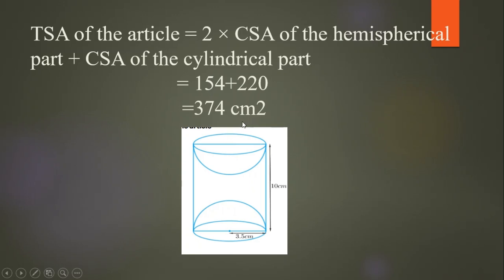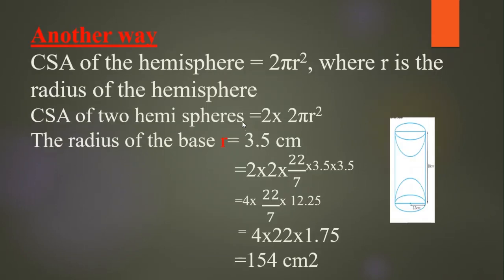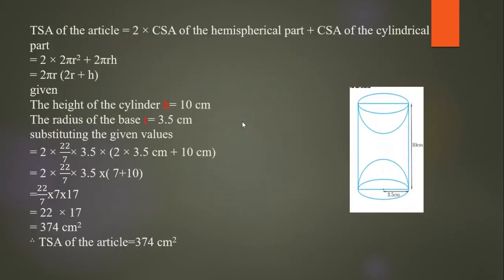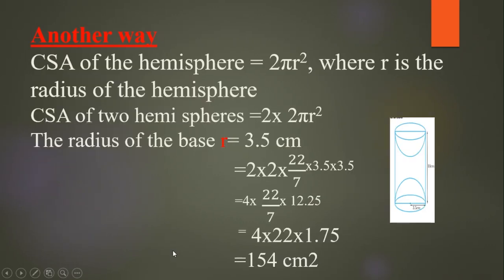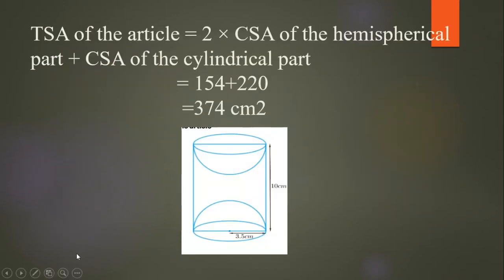If you find the curved surface areas of different parts individually and add them together, it is also the same. Here if you observe, when we take this method, the total surface area is 374 square centimeters. In the other method also, it is 374 square centimeters. It is only for your convenience, whichever you feel free with, you can take it. It is not fixed to do it this way only. Just for our clarity and simple calculations, we can take any of the methods.